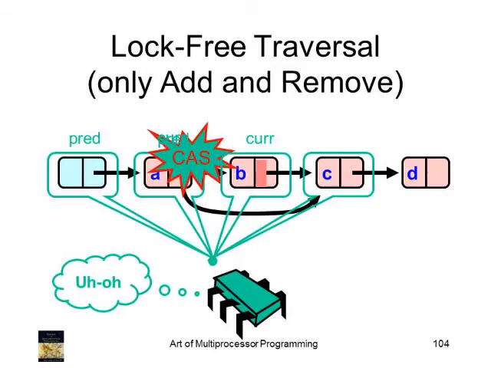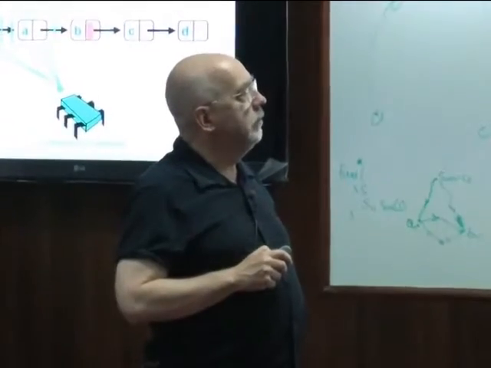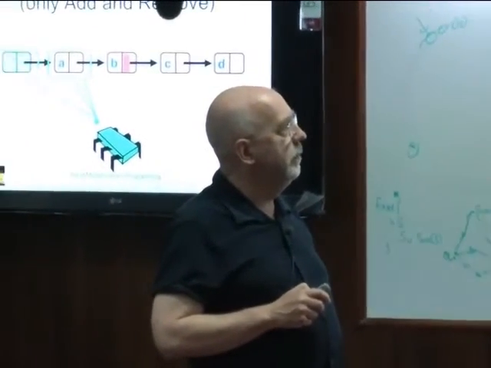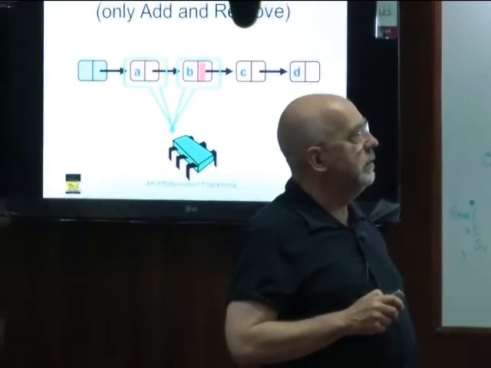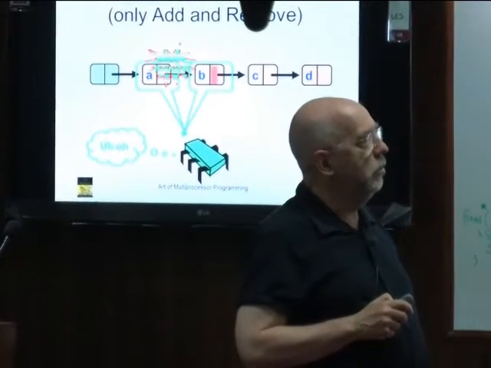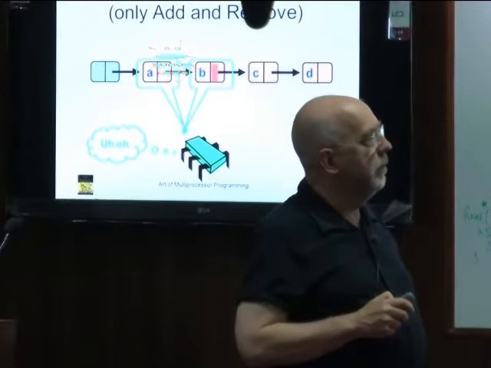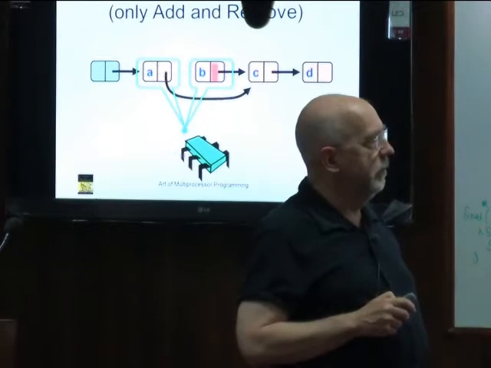Right, so here we have the traversal, remember, is lock-free. So then we discover that there's a deleted node. We do our compare and swap and physically remove it.